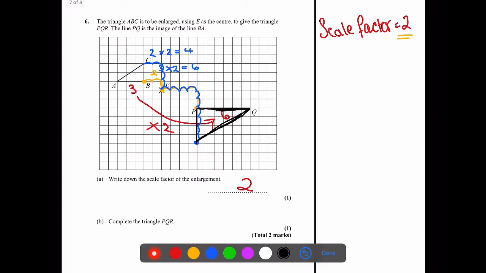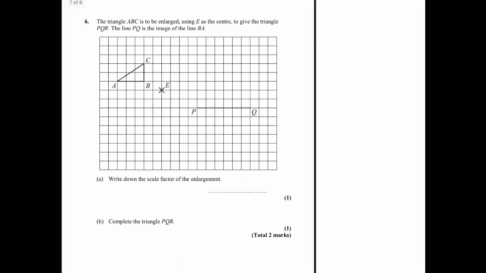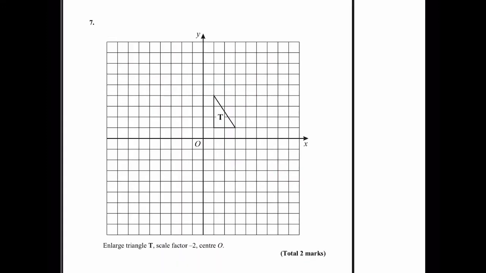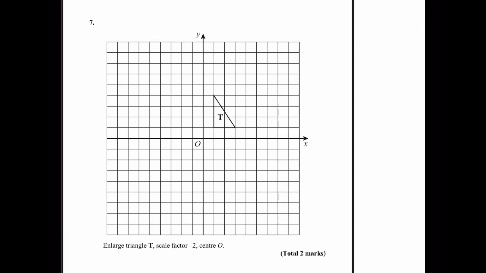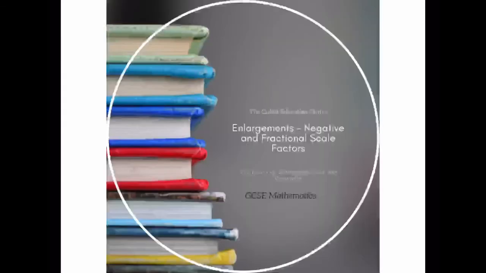I mean, that's quite a bit for 2 marks, I think. But anyway, I hope that's understood as well. Let's do our final question. So our final question says to enlarge triangle T by a scale factor of -2 from centre 0. So this is quite a nice one. So you're going from centre 0 and you are going to enlarge it by a scale factor of -2.